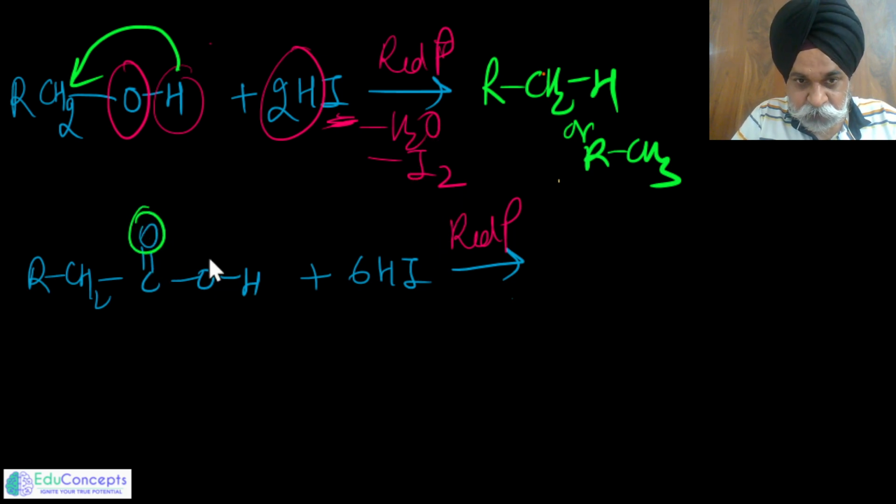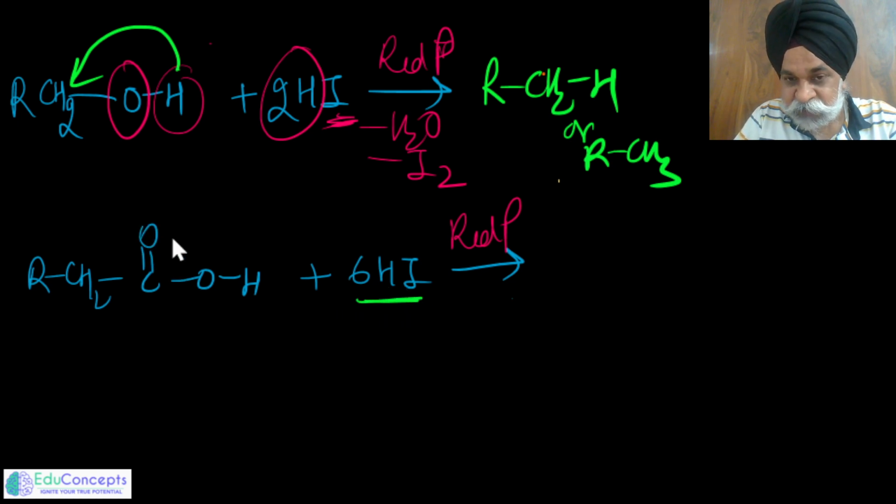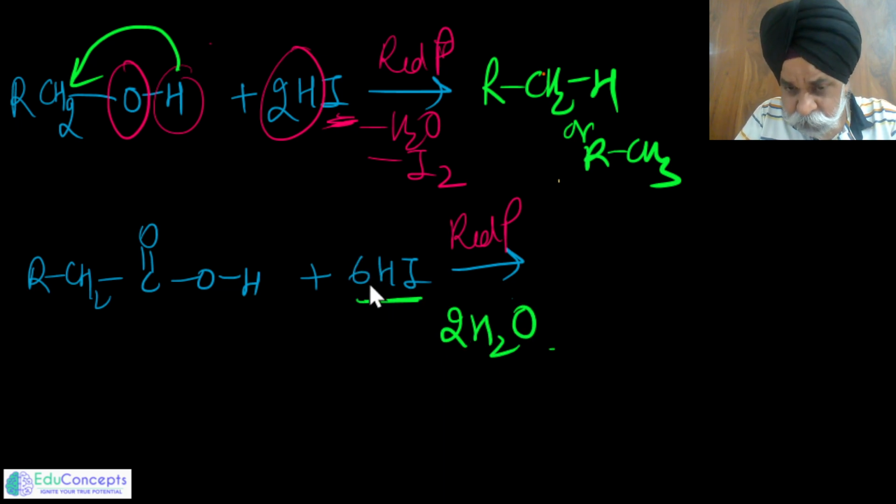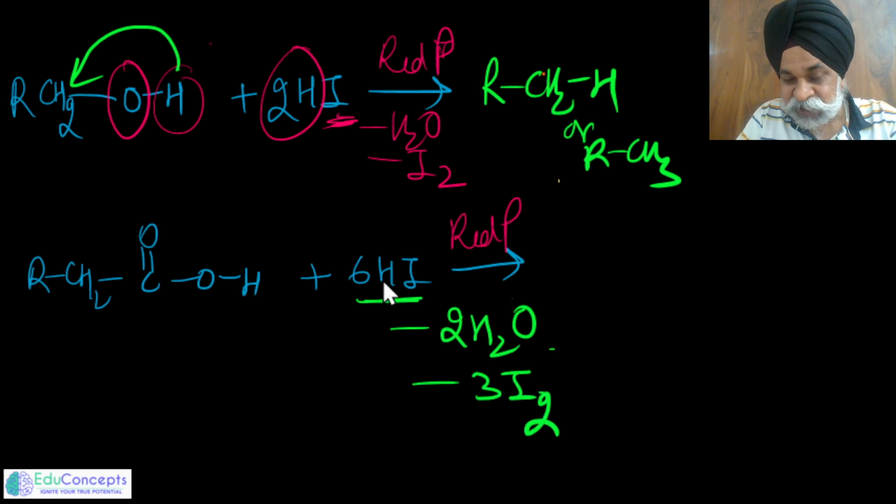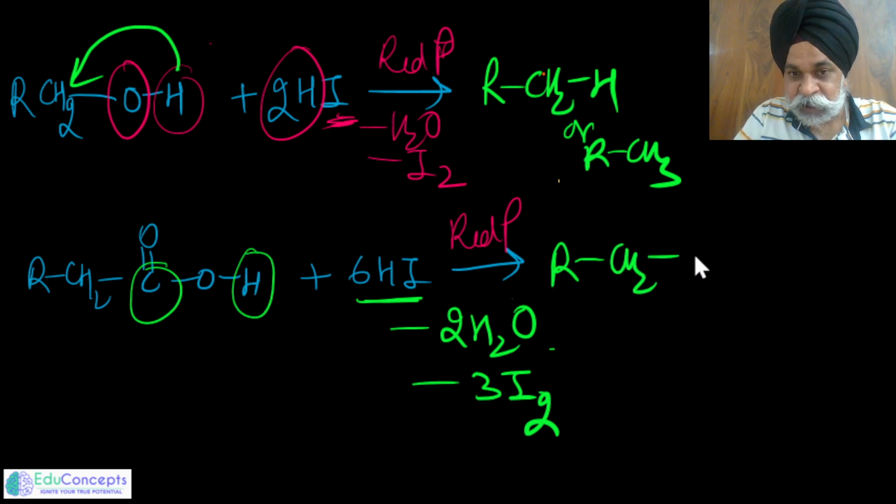But here you have 2 oxygen atoms in the carboxylic acid. So here you can take out all of these oxygens as water. When you use 6 moles of HI, it would give 4 hydrogens, which takes out all the oxygen. 3 iodine also goes out, and 2 hydrogens are still left. These two hydrogens would attach to this carbon because there is already one H, so you would end up getting alkane.